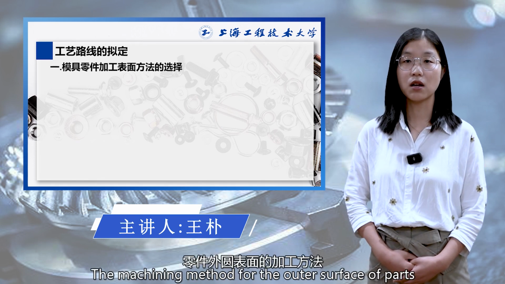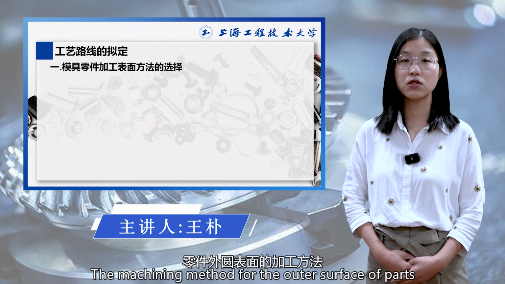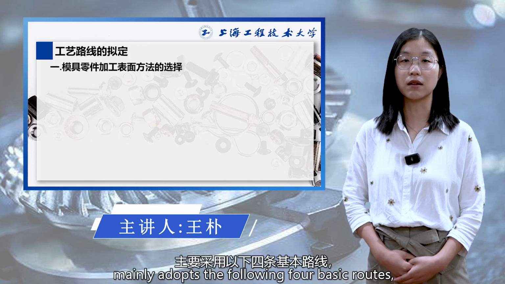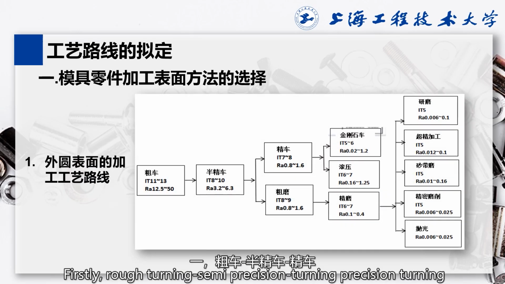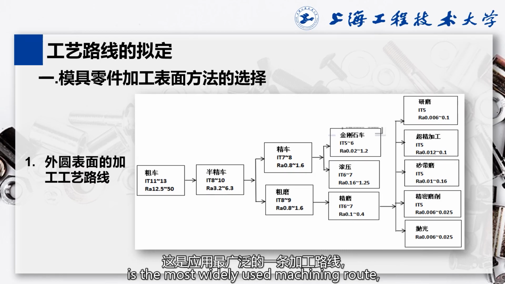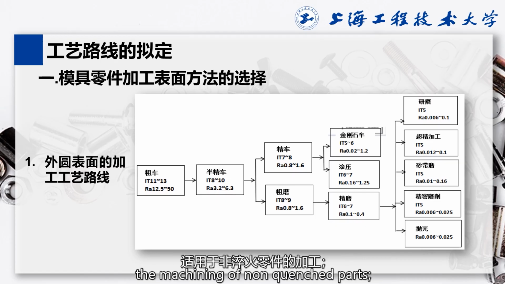The machining method for the outer surface of parts mainly adopts the following four basic routes, as shown in the figure. Firstly, rough turning, semi-precision turning, precision turning is the most widely used machining route, which is suitable for the machining of non-quenched parts.